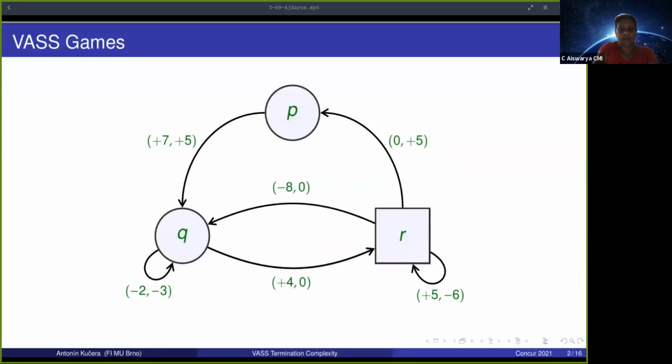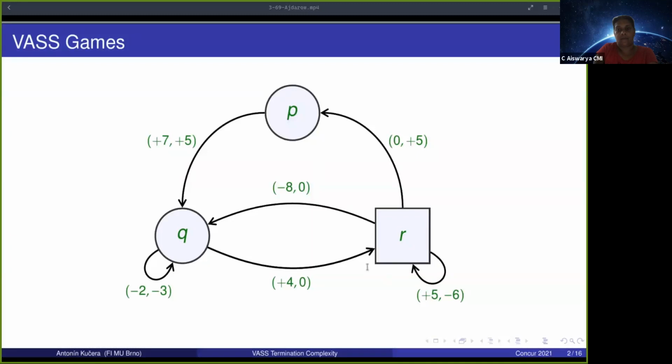A VASS game is essentially a finite state directed graph where the control states are split into two disjoint subsets of demonic and angelic control states. We use circles to denote demonic states and squares to denote angelic states.